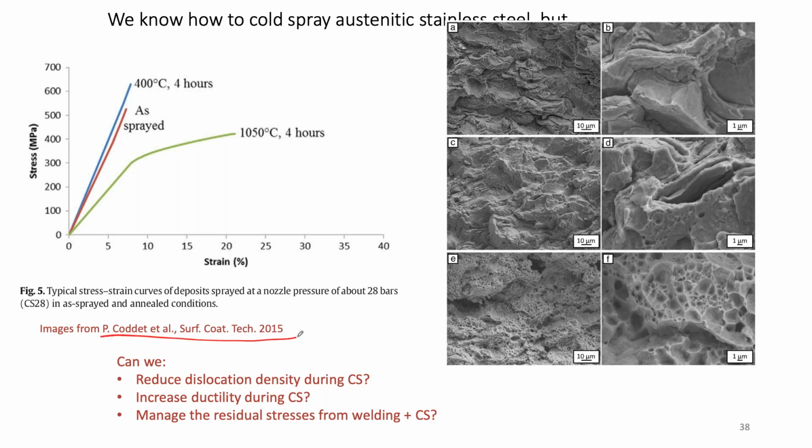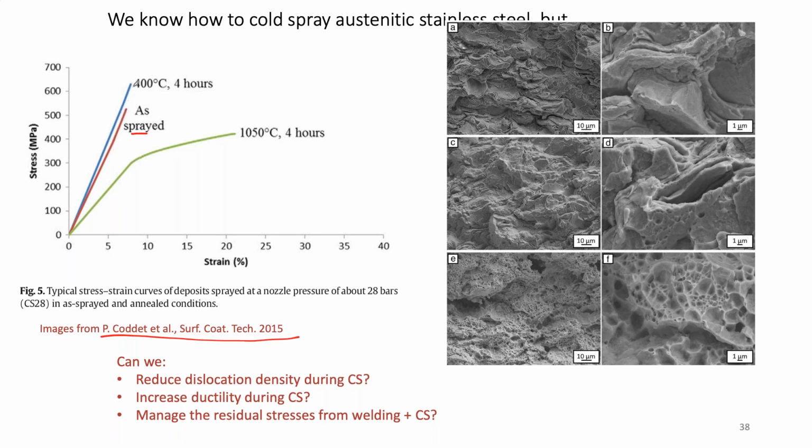Here's some work from France by Codet, and they showed that they could cold spray stainless steel. In this case, I think it's 304. But here's what we learned: if they made tensile samples from their cold spray material and loaded them up, they have very little elongation to failure. So it just loads up elastically and then fails.